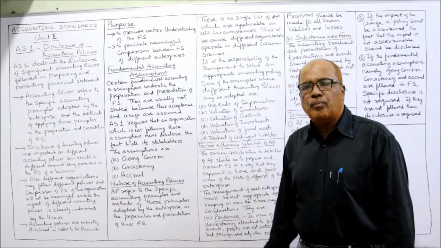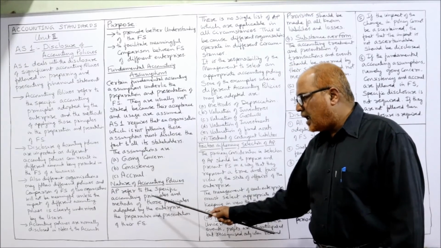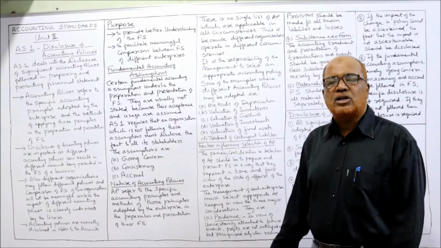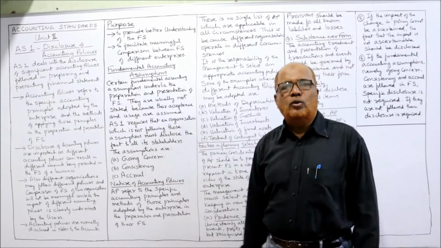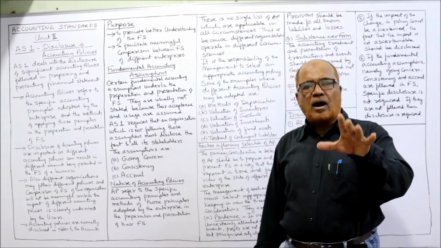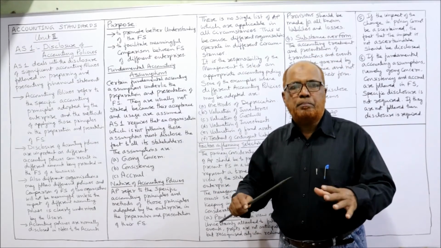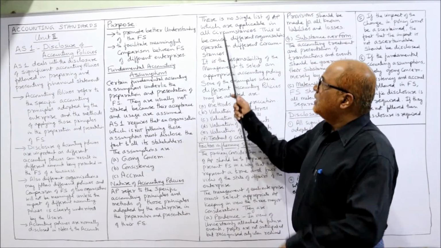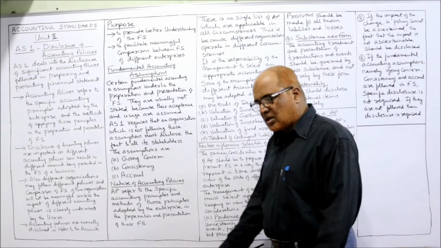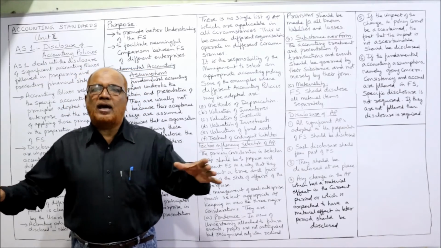Now, nature of accounting policies. So accounting policy refers to the specific accounting principles and methods of those principles adopted by the enterprise in the preparation and presentation of financial statements. Already in the beginning I told you about the meaning of the term accounting policy. It refers to specific accounting principles which are adopted by an enterprise while preparing and presenting the financial statements. Now, there is no single list of accounting policies which are applicable in all circumstances. Remember, there is no exhaustive list of all the accounting policies.